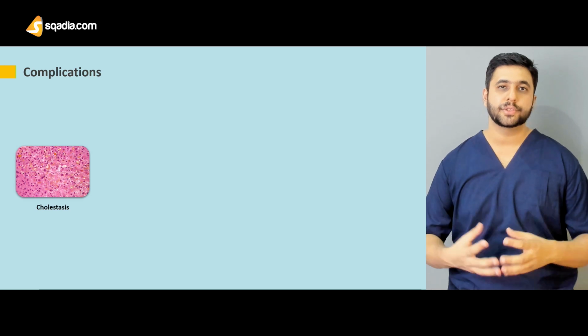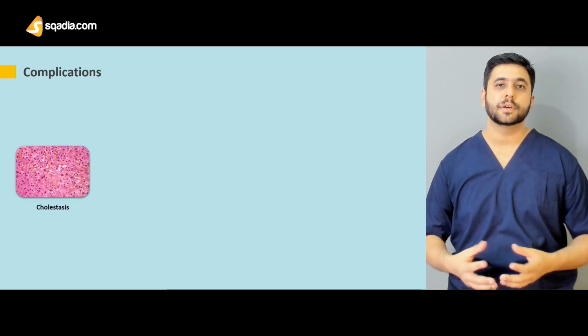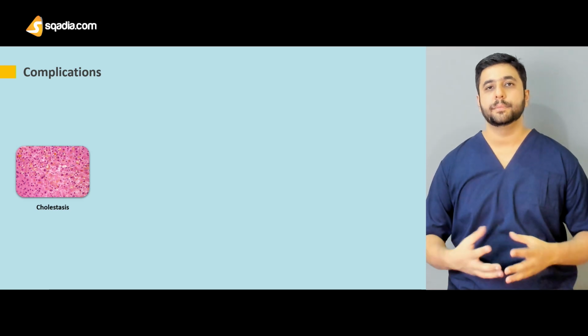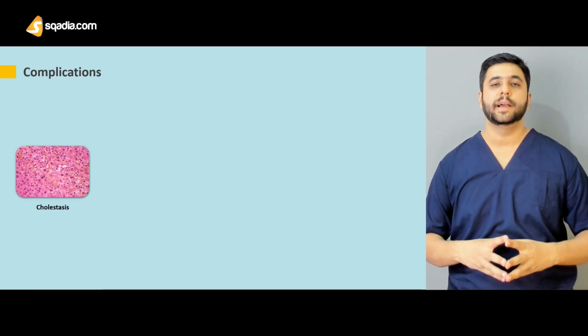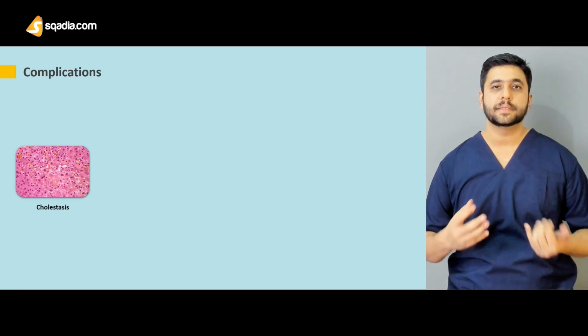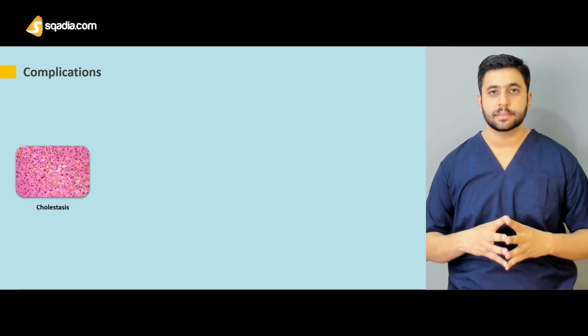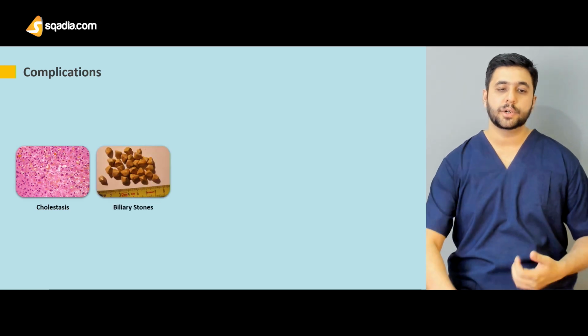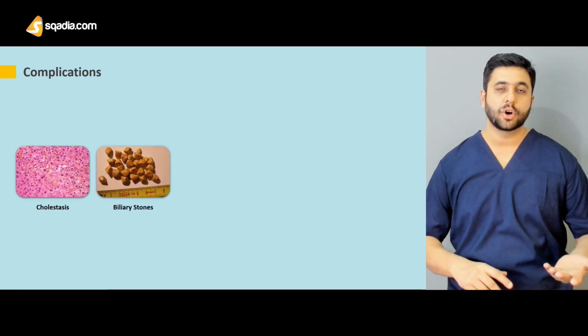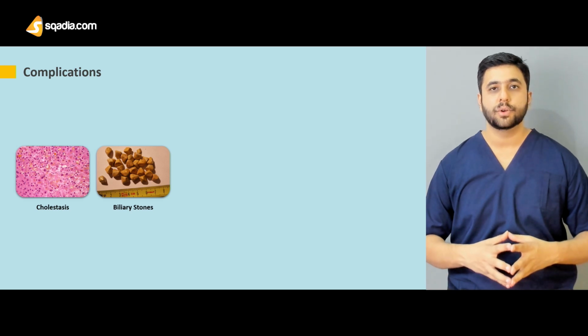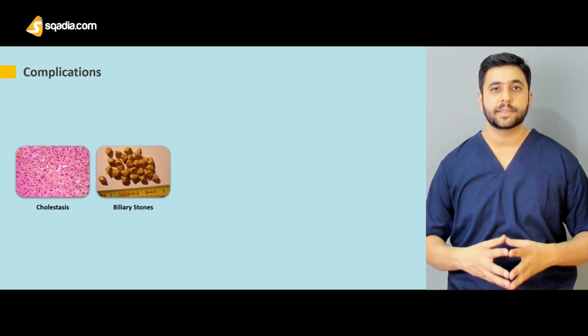Because of the obstruction to the bile flow, there will be obstruction to the cholesterol and similarly bile flow. That will lead to stasis of the bile. Whenever there is stasis of the bile, it leads to inflammation, it can lead to infection, it can lead to cholangitis, and it can also lead to the development of bile stones. So bile stones are very common in these patients with primary sclerosing cholangitis. It can also present with cholestasis as well.